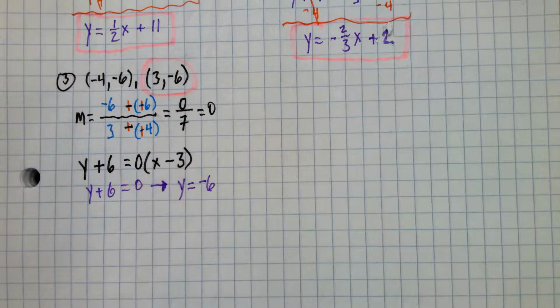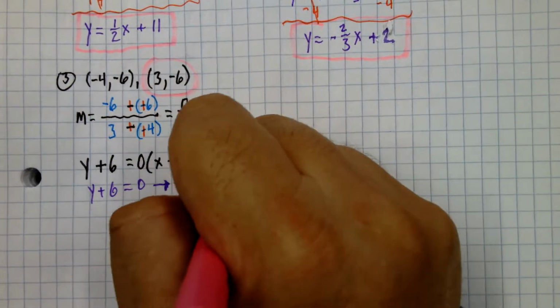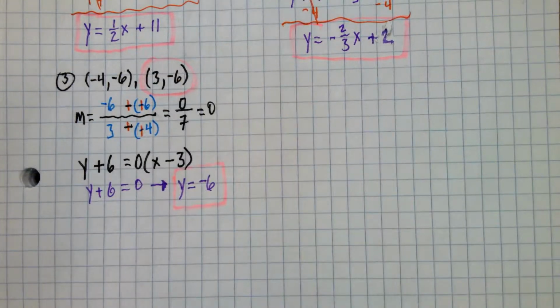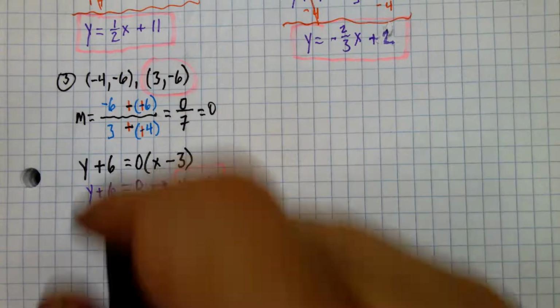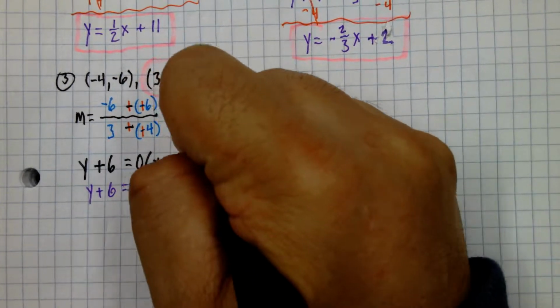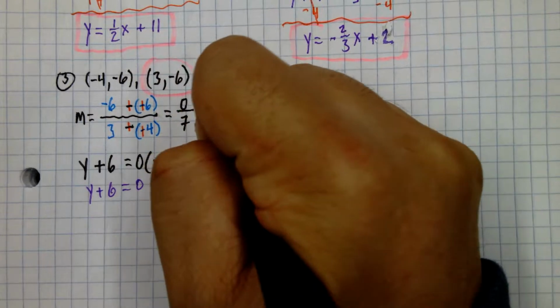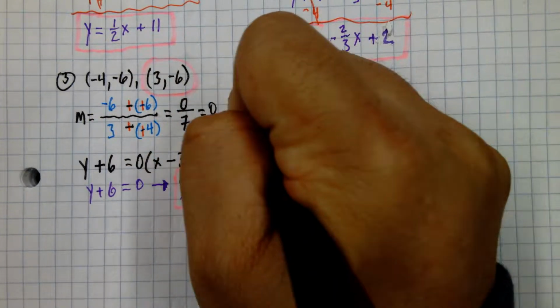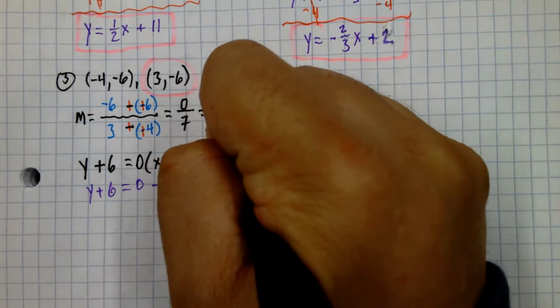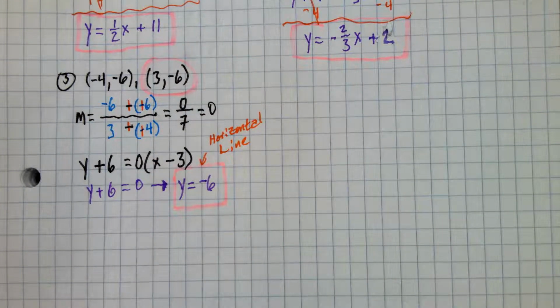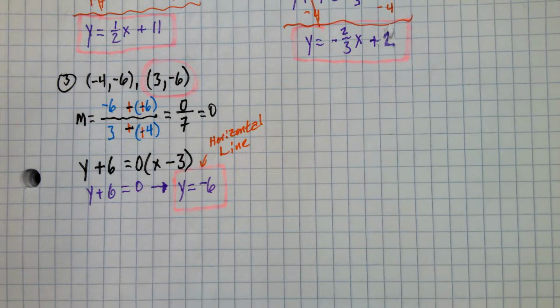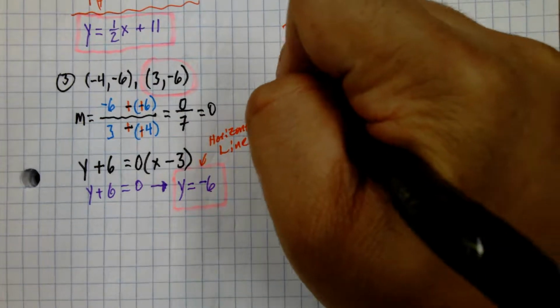Anyone remember what kind of a special line we get when you get this? It's either horizontal or vertical. It's a horizontal line. When the slope is 0, you got a horizontal line. So I figured this was a good time to introduce getting those special lines, vertical or horizontal. So this is going to be horizontal, crossing the y-axis at -6. Number 4.